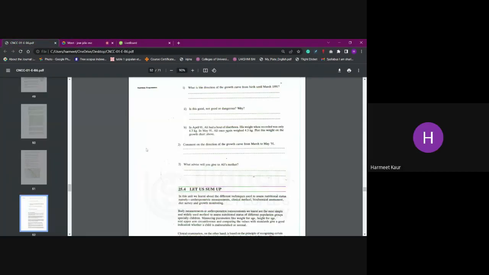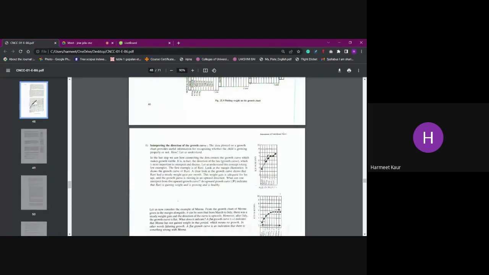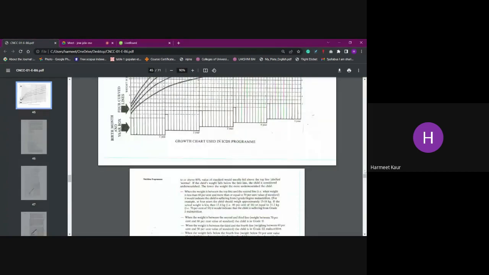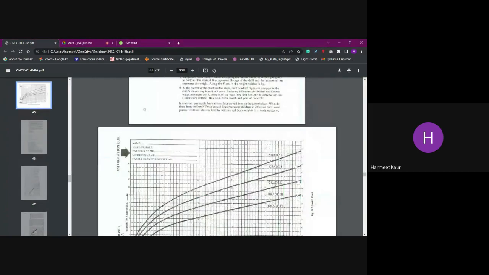See, this is a growth chart. You can go to the WHO, World Health Organization, page also. You will get the same chart. So this is the growth chart, which you can see on your screen. Okay. So what is this?